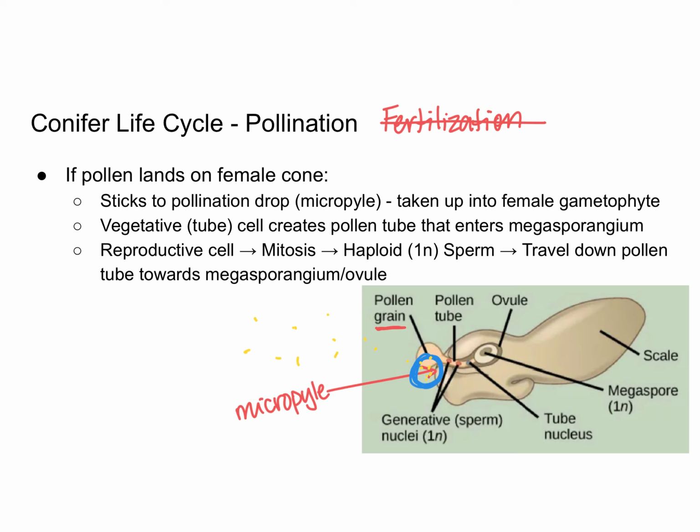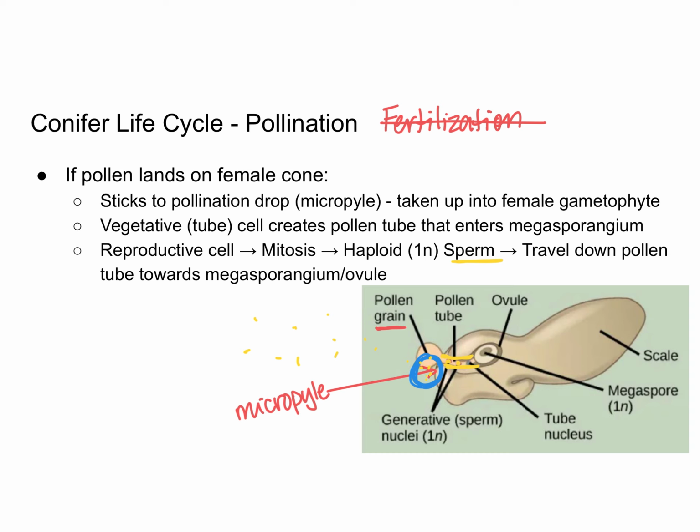Now remember that the pollen had those two different cells in it. One is the vegetative or tube cell, and that actually produces this pollination tube that makes its way to the ovule. The reproductive cell goes through mitosis to form sperm, and these sperm are then going to make their way down this pollen tube in order to make its way to the ovule so it can fertilize the egg.